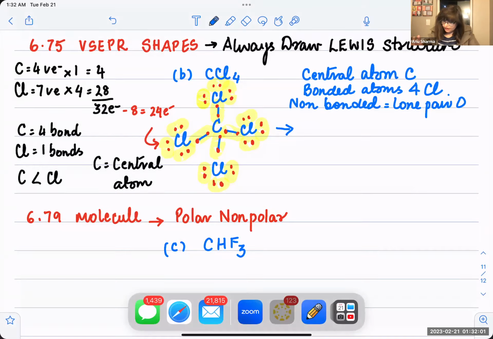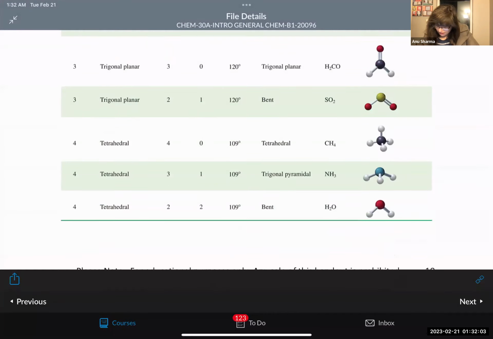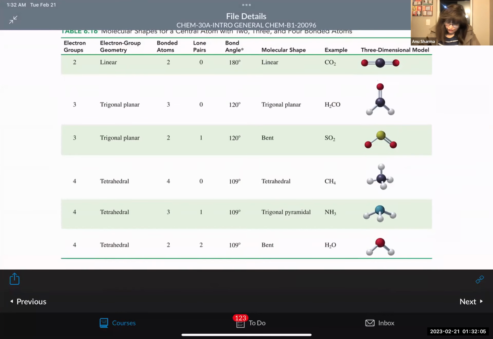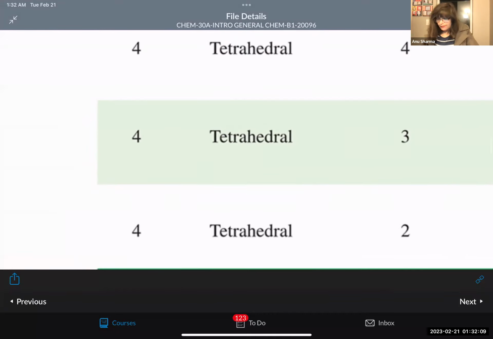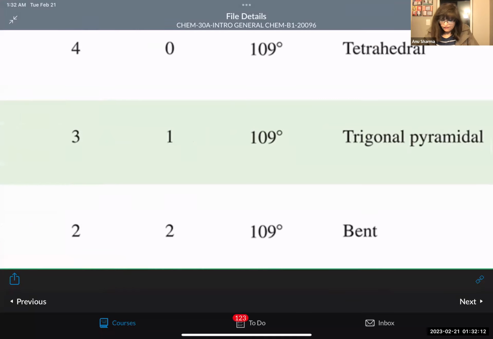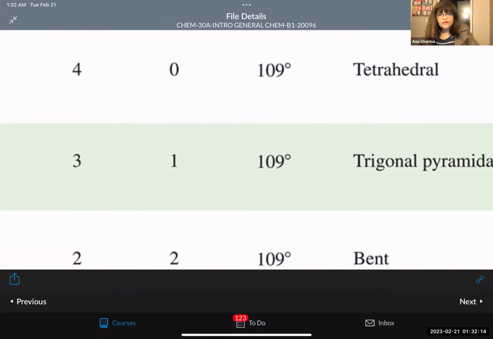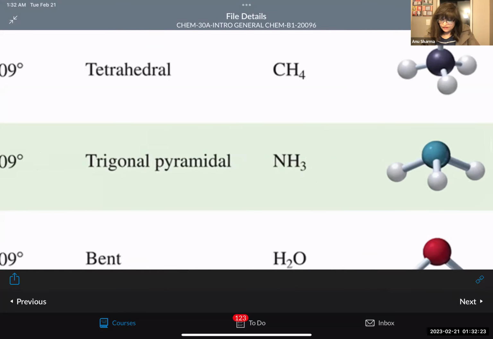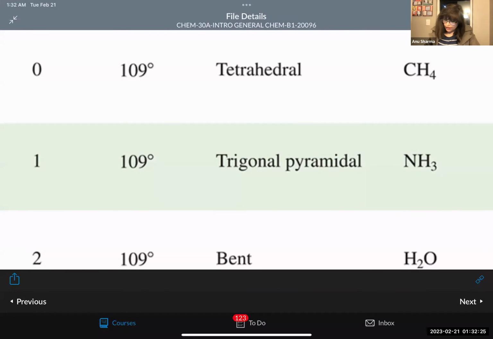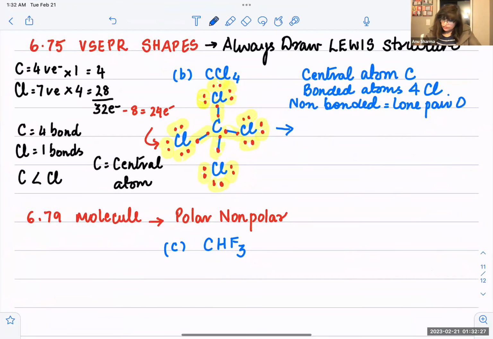So what does it correspond to? Let's look at this. There are 4 electron groups, that's for sure. Out of these 4 choices, which one applies to us? We do not have a lone pair. 0 stands for the lone pairs, and 4 stands for the bonded atoms. So the shape is tetrahedral, and each of the chlorines is at 109 degrees. This corresponds to the tetrahedral shape.